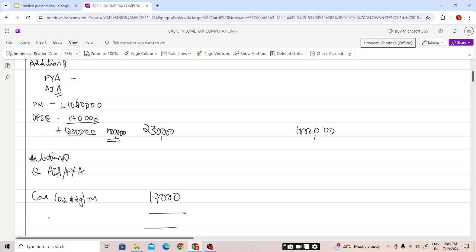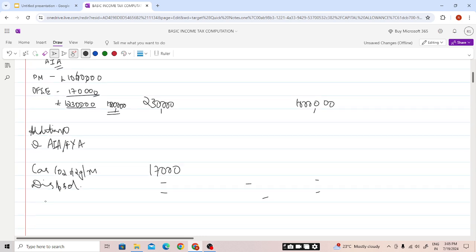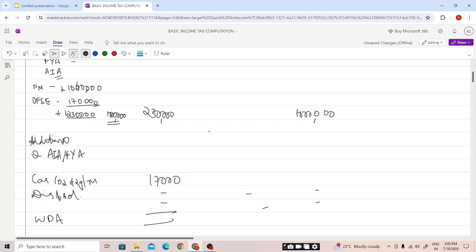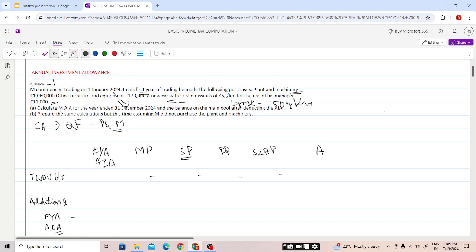So students, any disposal? No disposal. Then we need to calculate the WDA. Still we have not covered the WDA. We'll be covering and solving it further. But what does the question state here? The question states, calculate AIA for the year ended and the balance on the main pool after deducting.